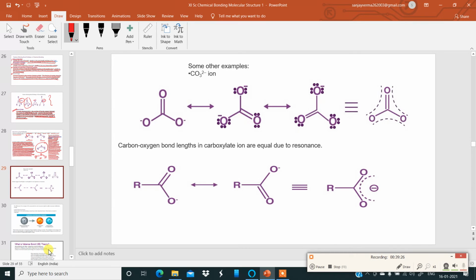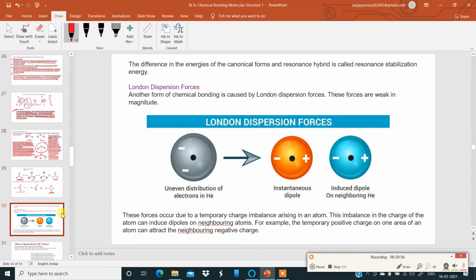as examples of resonance, which I have already discussed in the past. Carbonate ion, please learn this. CO3 2 minus. Okay, this is the hybrid over here. These are the canonical forms, the resonating forms over here. This is for the carboxylate ion, RCOO minus. So resonance is happening this way. Okay, this is the hybrid. Then the difference in the energies of the canonical forms and the resonance hybrid is called the resonance stabilization energy, RSE.